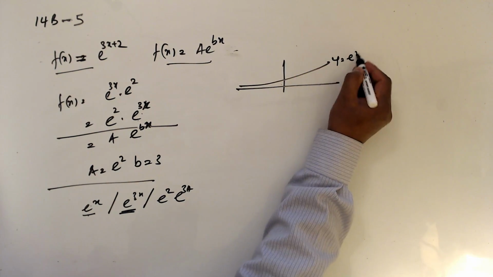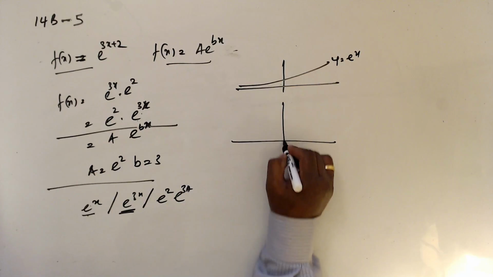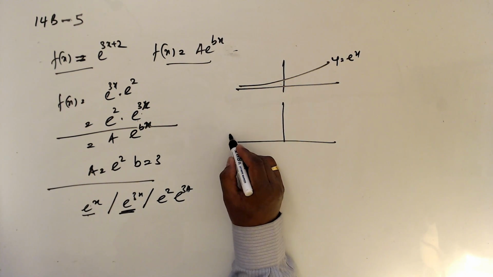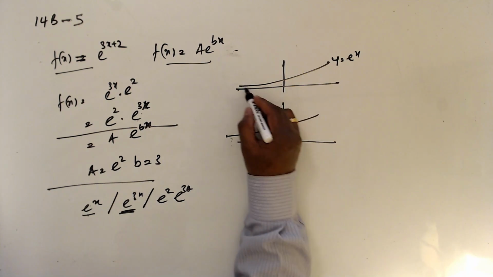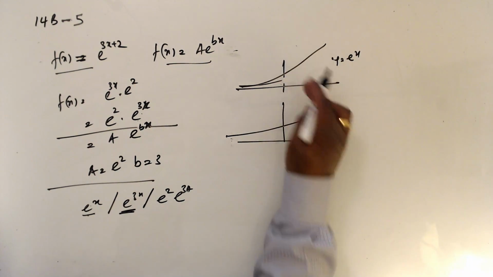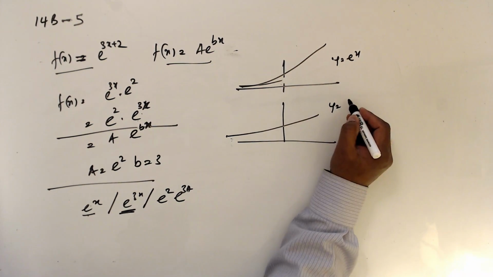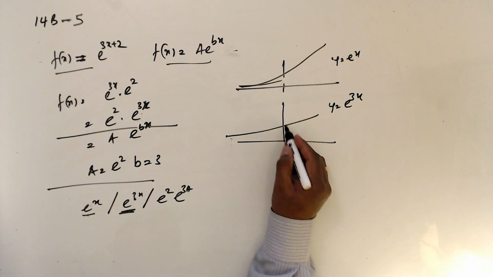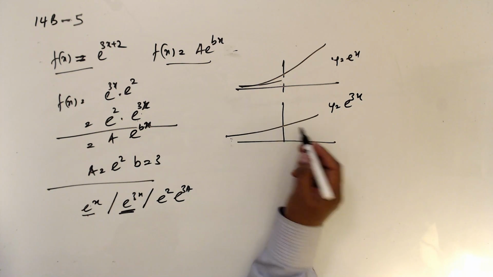Y equals e^x. So y equals e^x. This is y equals e^(3x), and then this is this graph.